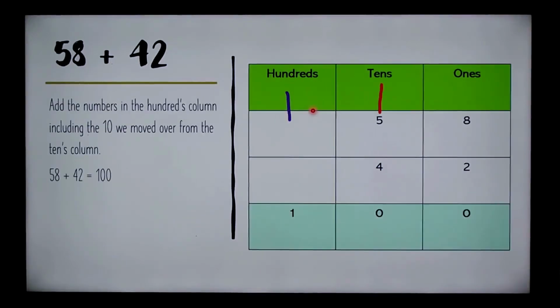So then our final answer is 100 because we moved this 1 down. Since we have nothing in the hundreds column except for this 1, we move it down and then we get 100.